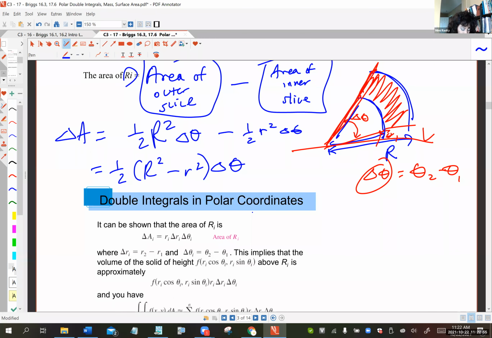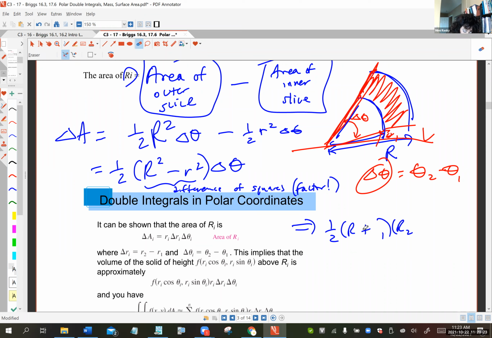Okay, watch what happens here. Do you guys remember differences of squares when you were in algebra class? I hope so. Do you remember how to factor a difference of squares? Like a squared minus b squared factors as a plus b, a minus b. So what I'm going to do here is go big R plus little r. That's another subscript notation. I decided to drop it, but you can use that instead. And then big R minus little r, and then I still have delta theta.